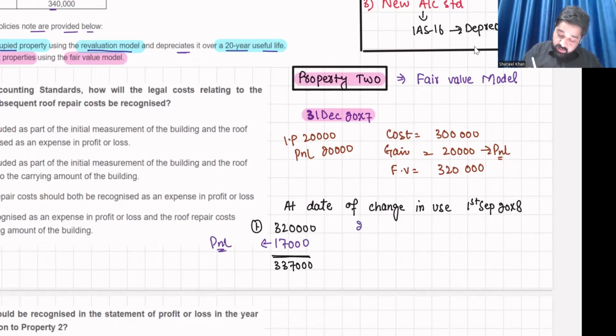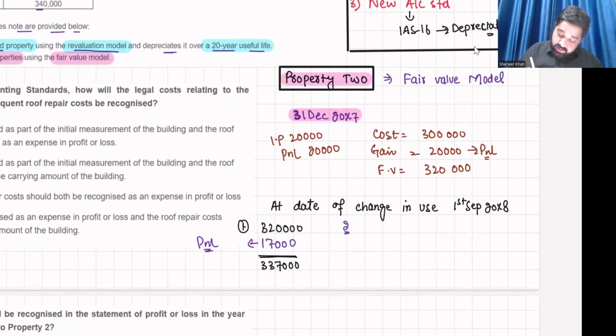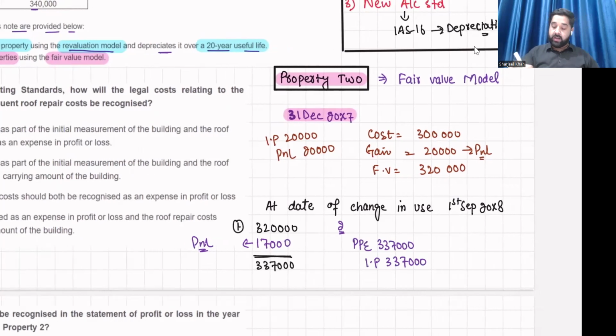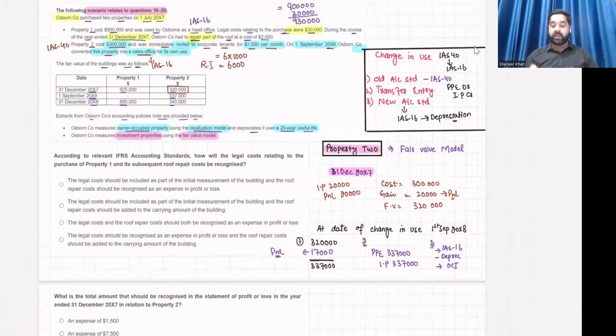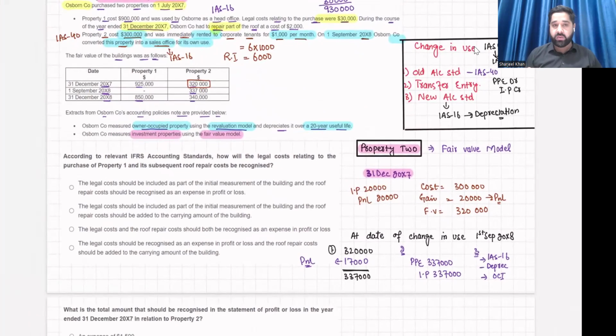Now, step number 2, transfer entry. The transfer entry will be property, plant, and equipment debit, and it should be debited at fair value. And investment property credit, 337,000. Now, in the third step, you have to follow the rules of IAS 16. You will start the depreciation, right? And any gain or loss should be taken to other comprehensive income instead of profit or loss. These are the completed steps for property 2 at the year end and also at the date of change in use.